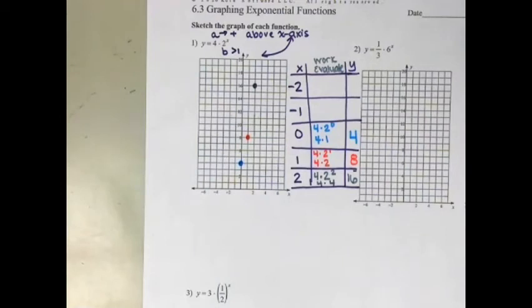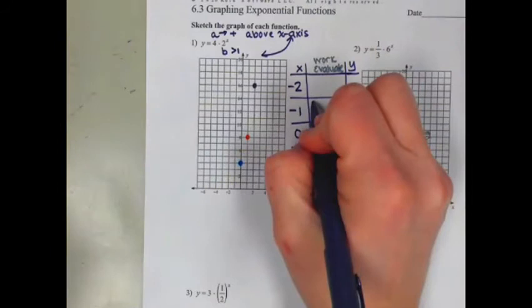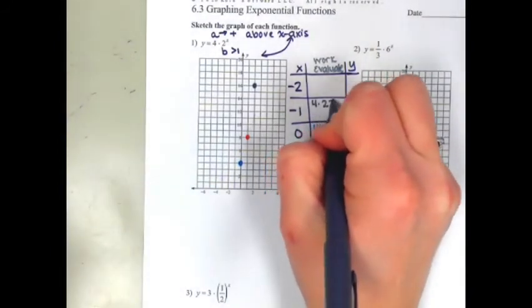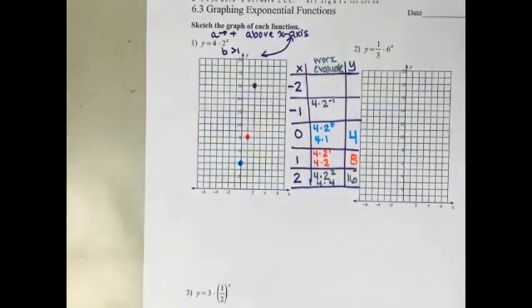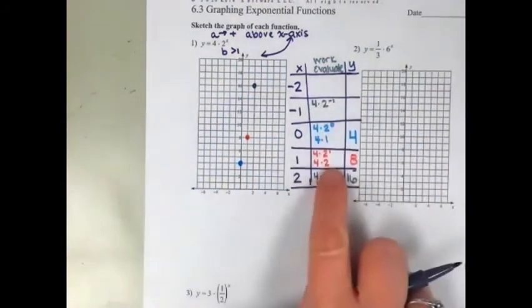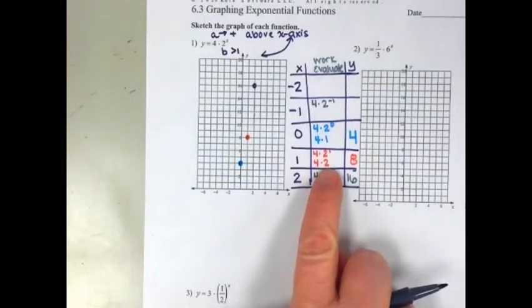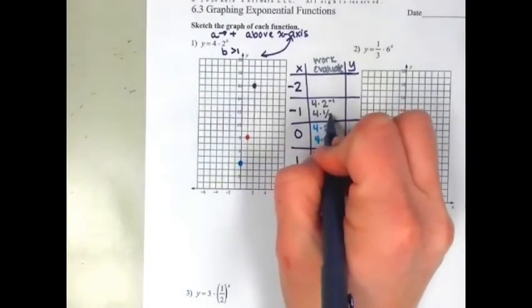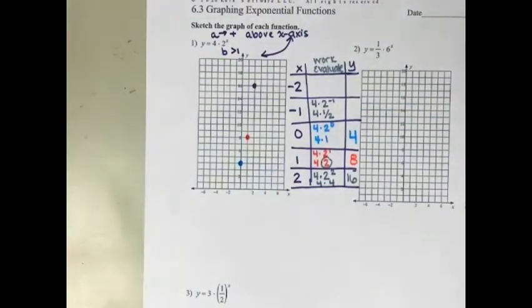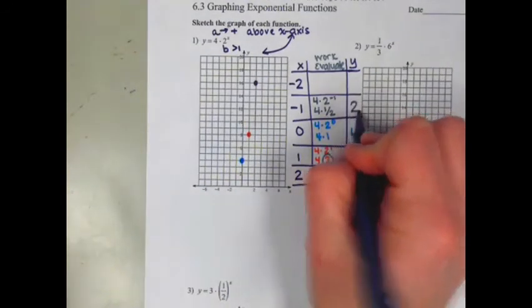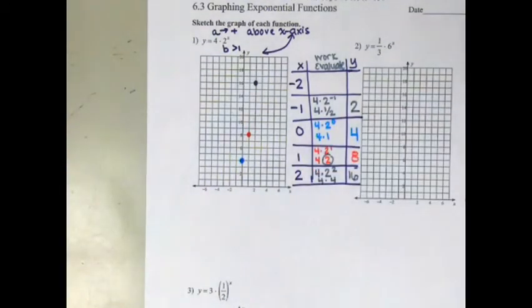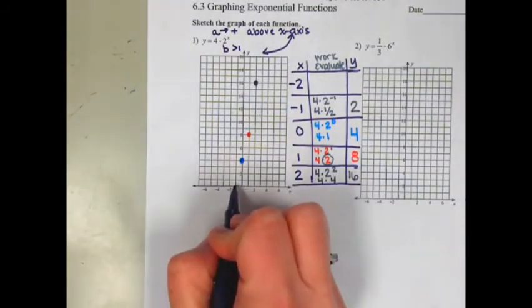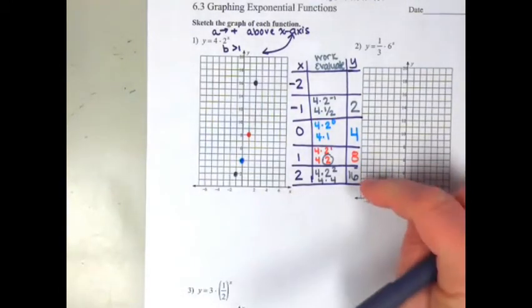All right, let's do -1. This is where, when you think of -1, can you have negative exponents? No. So I look at it this way: we know 2 to the first power is 2, right? So 2 to the negative first power would be, wouldn't that be 1/2? Yeah. And what's 4 times a half? What's a half of 4? 2. So could I graph -1, 2?